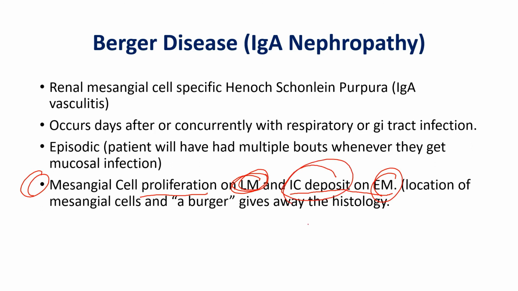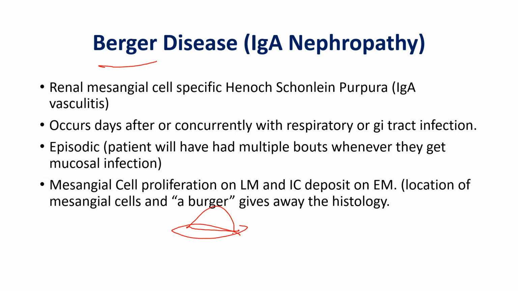And what are the deposits going to be made of? It's going to be made of IgA, right? Because it's literally in the title of the disease, IgA. How do I remember this? I think of this. Berger disease, think of a hamburger, right? A burger. You're eating a burger somewhere. Here's a little burger.